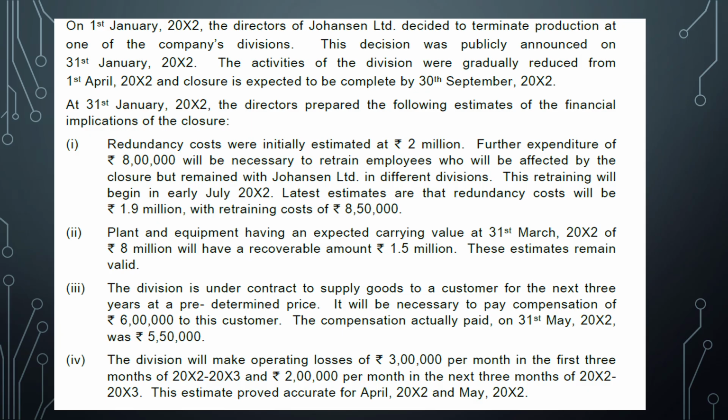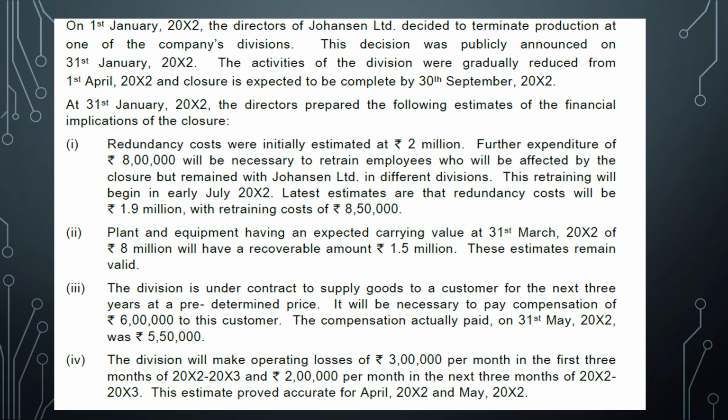Further, the expenditure of rupees 8 lakhs will be necessary to retrain employees who will be affected by the closure but remain with Johansson in different divisions. This retraining will begin in early July 2022. Latest estimates are that redundancy cost will be rupees 1.9 million with retraining cost of rupees 8.5 lakhs. So the plant and equipment having an expected carrying value at 31st March 2022 of 8 million will have a recoverable amount of rupees 1.5 million.